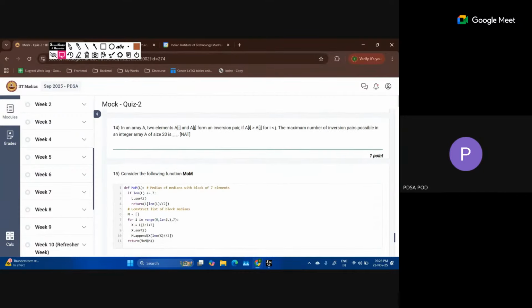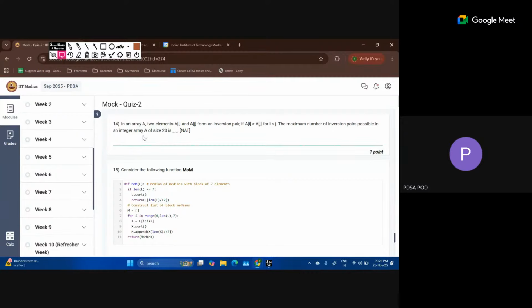Okay. Question number 14. Inversion pair. This is a very important question. I have seen this question in a bunch of PYQs. Ma'am, 190 is the answer. 190 is the answer. Why? You said 190 is the answer.